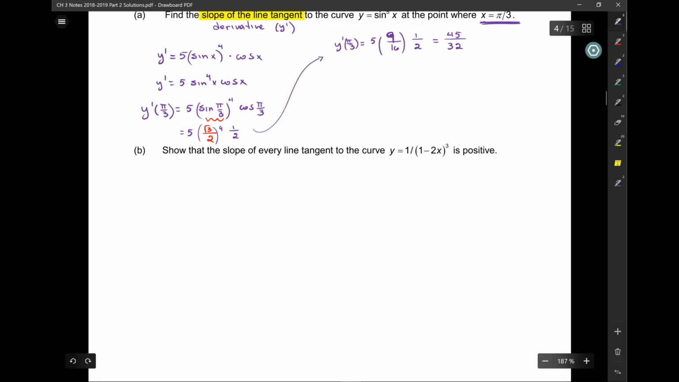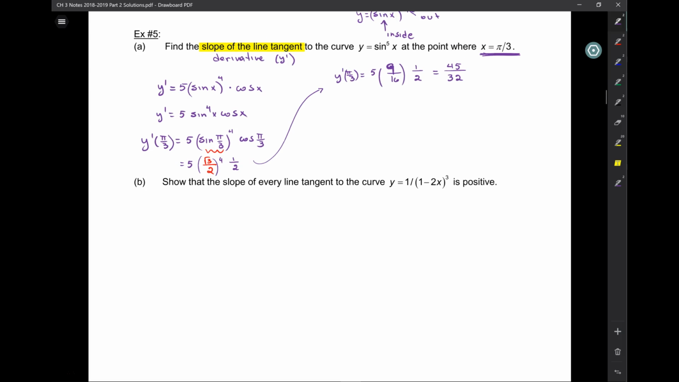What have I found? The slope of the tangent line. So am I done? Well, what did I need to find? The slope of the tangent line. I'm done. I'm done for part A. Yay!